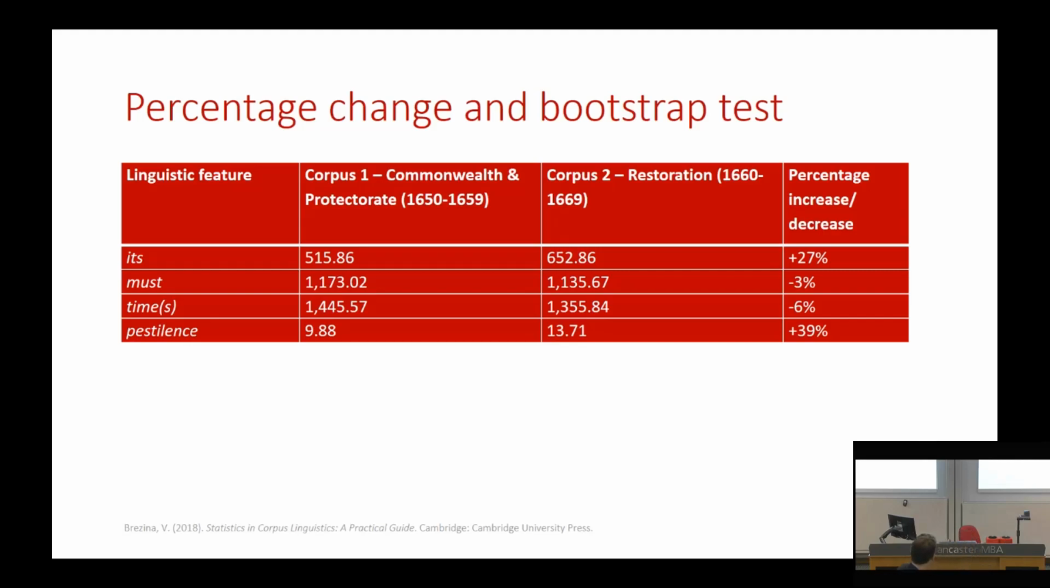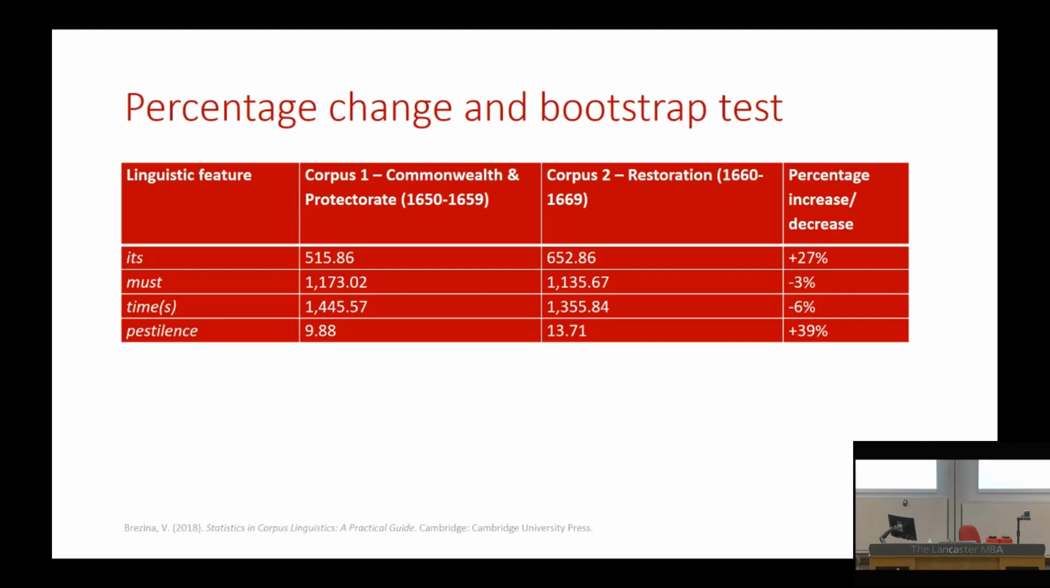So first of all, some real examples. In this table, I have 3 linguistic features, or rather 4. Its, must, time, and pestilence. Just randomly selected words, and I was interested in their use in the 17th century. And the 17th century, especially the latter half of it, in English history, if you know a bit of English history, was a period of a lot of turmoil. You have the Commonwealth and Protectorate, that's Oliver Cromwell, and then you have the restoration of monarchy. Right, so the king is first beheaded, and then the monarchy is restored. Right, quite a unique event in British history. Never happened again after that point. Right.